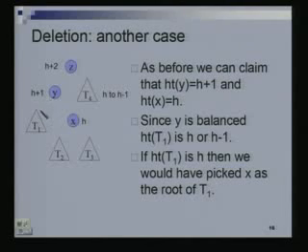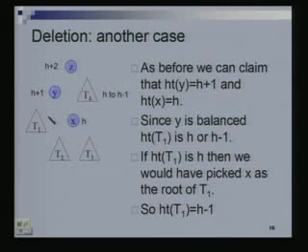I can't say I'll pick the left child or the right child. I'll pick the left child if Y is a left child of Z. If Y were a right child of Z, then I'll pick the right child. So since such was not the case, if the height of T1 were h, then I would have picked x as the root of T1. So the height of T1 is h minus 1.